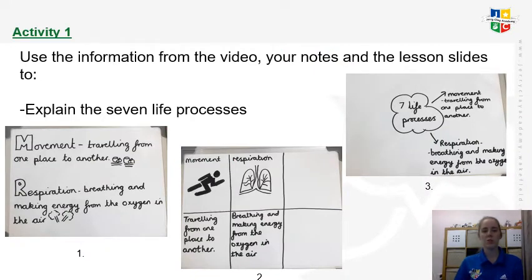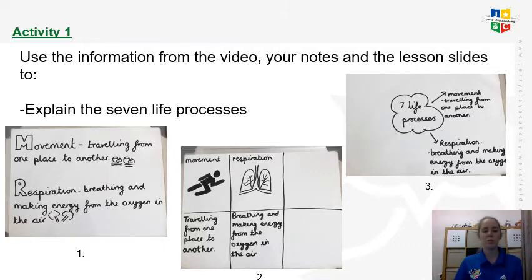So for activity 1, in your exercise books, I would like you to use the information from the video and from the lesson slides to explain the 7 life processes in order. So as you can see in front of you, I have given 3 examples. You don't have to present your work in this way, but I've just given you these to start you off if you're a bit unsure.